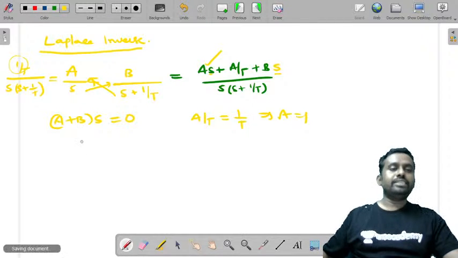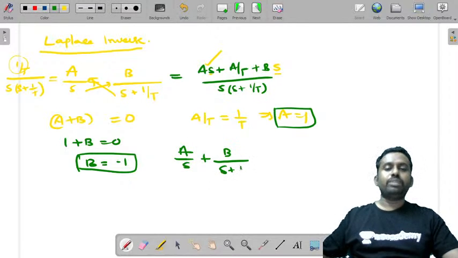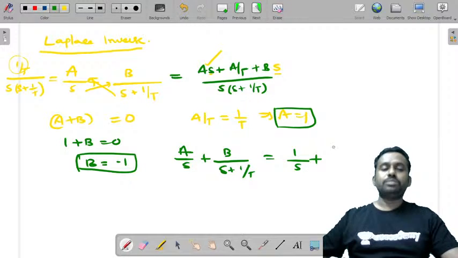If you substitute a is equal to 1, so you can write 1 plus b is equal to 0, or b is equal to minus 1. So these are the values of a and b. So you can write 1 by s plus b by s plus 1 by T as a is equal to 1 by s plus b is minus 1 by s plus 1 by T.